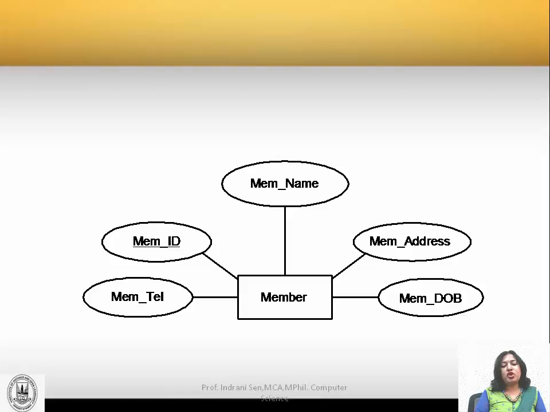For example, if we talk about the library member, a member can have name, address, date of birth, telephone number, as well as ID. Here the name can be duplicated. With the same name, more than one member can exist in the system. At the same address, more than one person can be a member of the library. People may also share the same date of birth, but we are uniquely giving an ID called member ID, which will not be duplicated. So this is known as the key or the key attribute of the member entity.